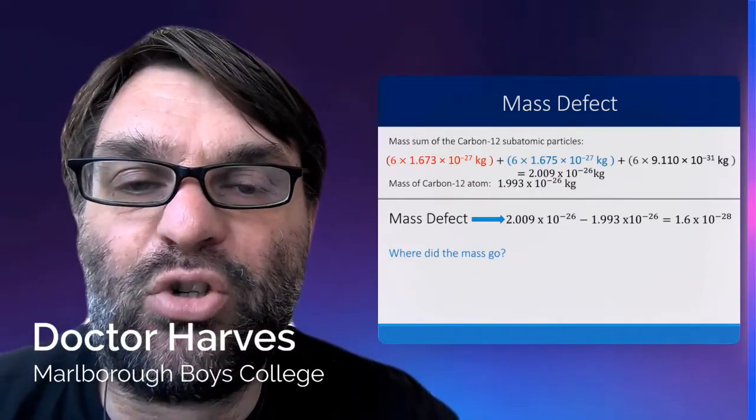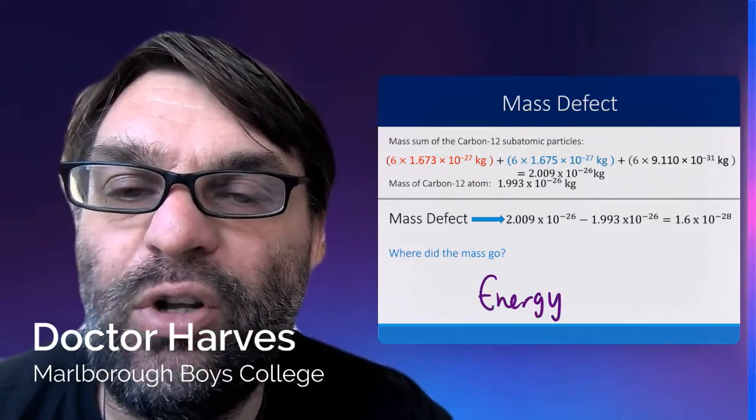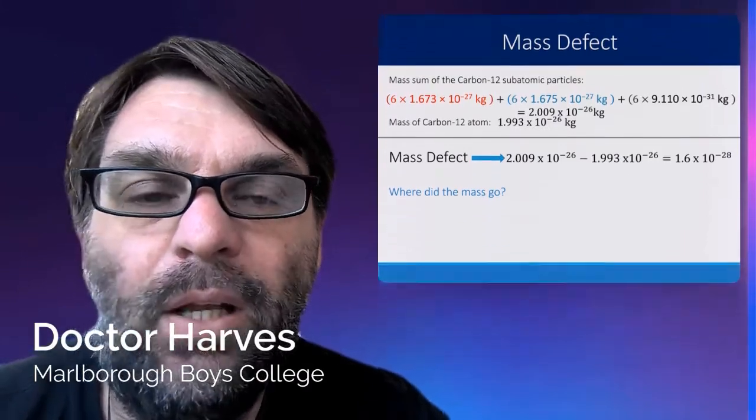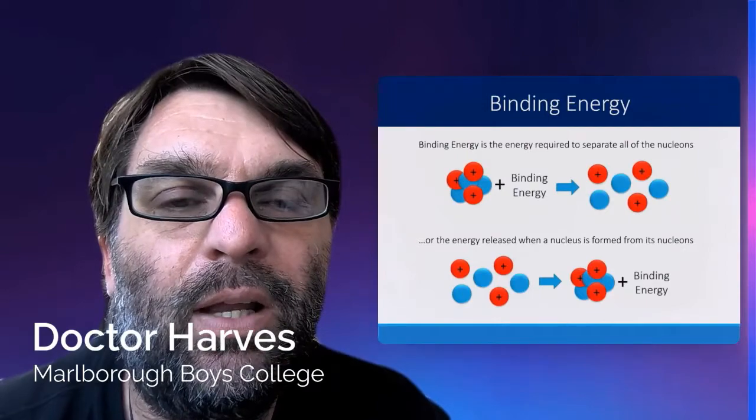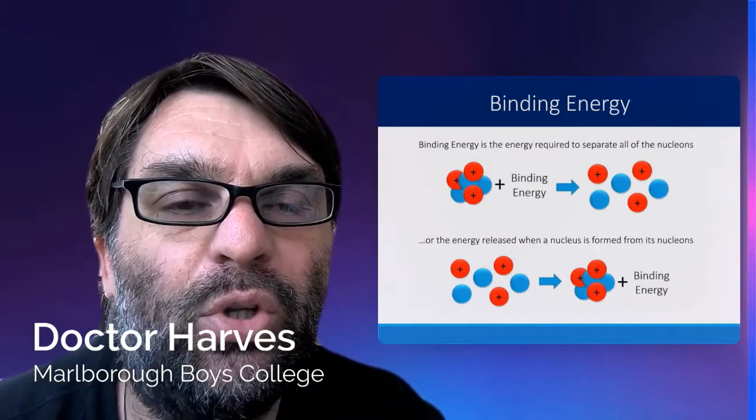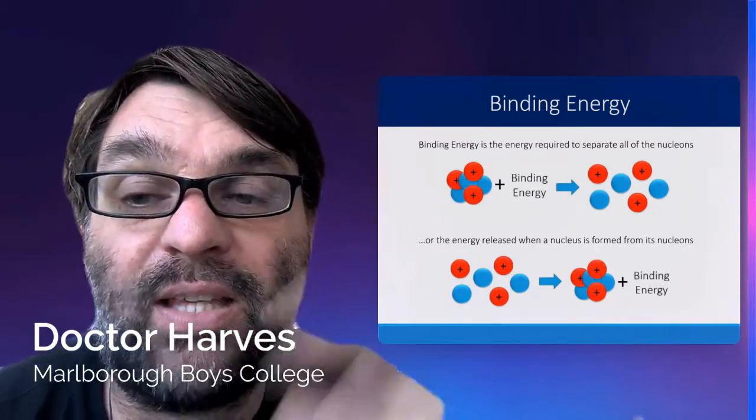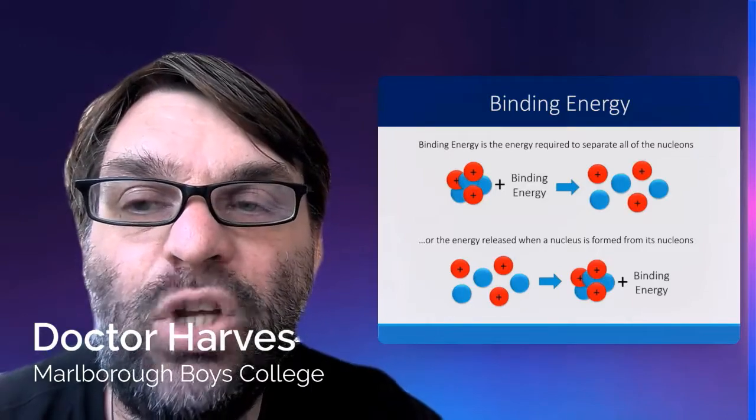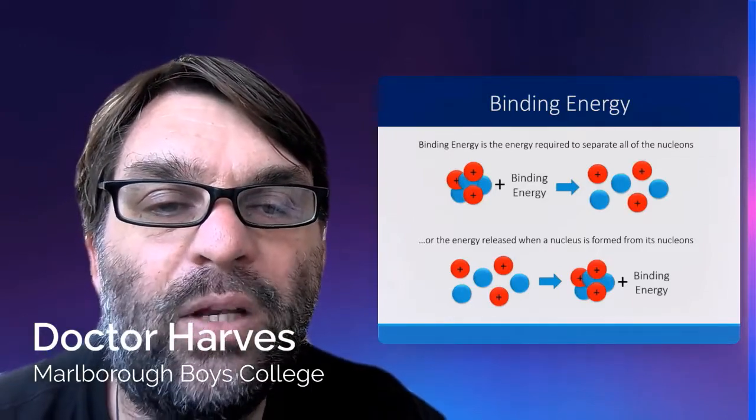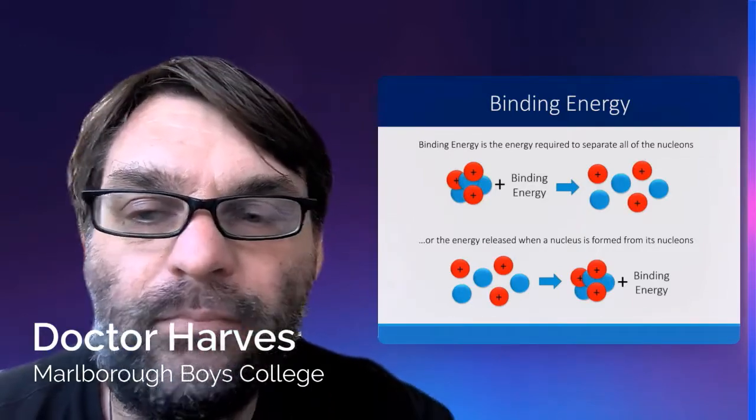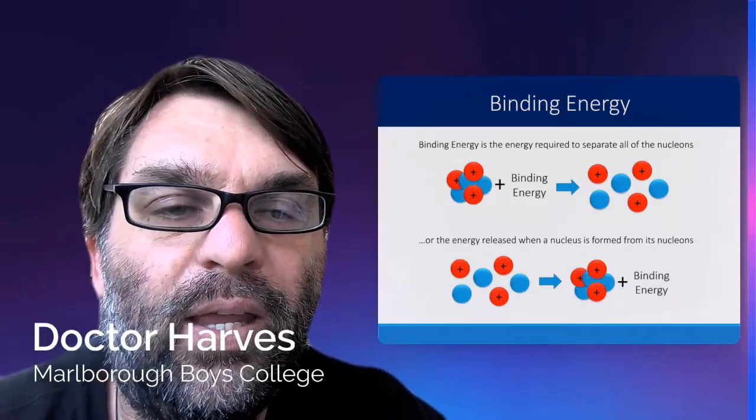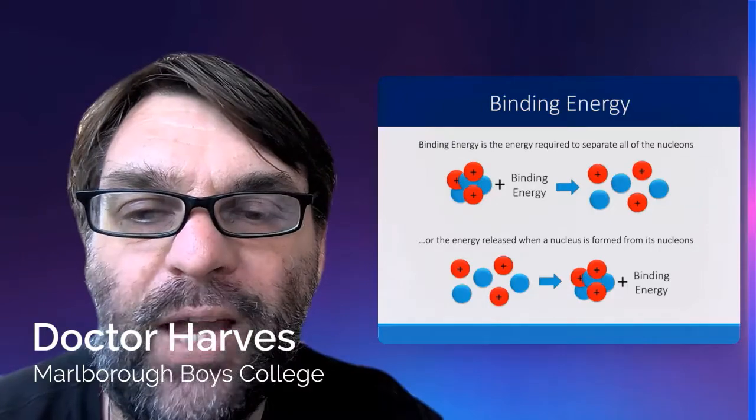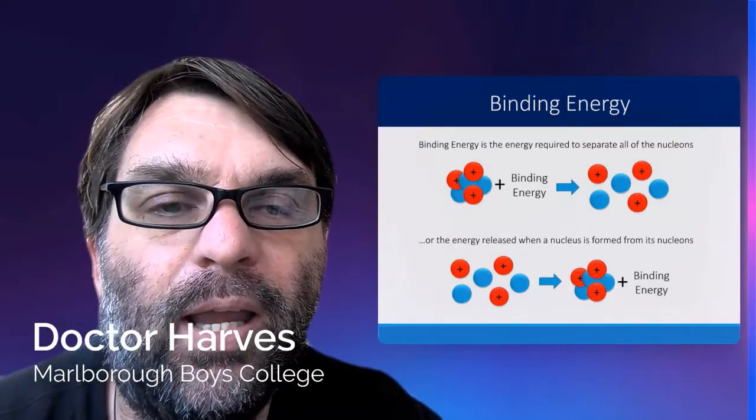So what happened to this extra mass? Well, it got transferred into energy. So what kind of energy? It's the binding energy. Okay, so the binding energy is the energy required to separate all the nucleons, or conversely, with the example we've just had, the energy that is released when the different nucleons are combined, the protons and the neutrons, to form the nucleus. Okay, that's known as the binding energy.